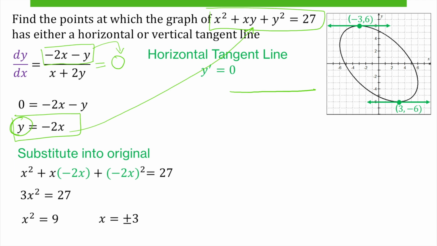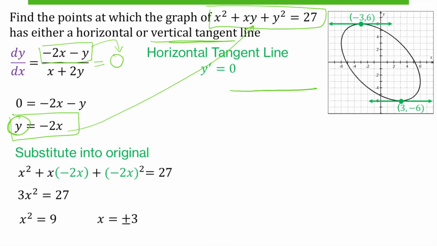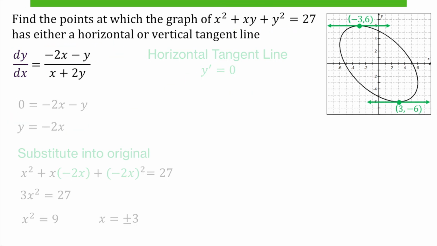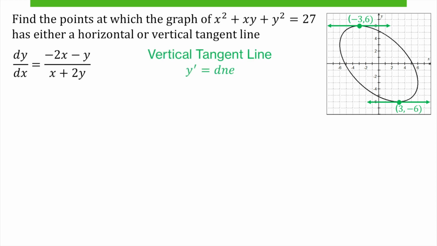We're not done yet though, because it wanted the vertical tangent line also. So to find the vertical tangent line, what do we do? That would be when the bottom equals 0, because you can't have 0 on the bottom of a fraction. So same process as we did before. We're going to solve for y. We get y equals negative 1/2 x. Anytime y equals negative 1/2 x, you get a vertical tangent line.